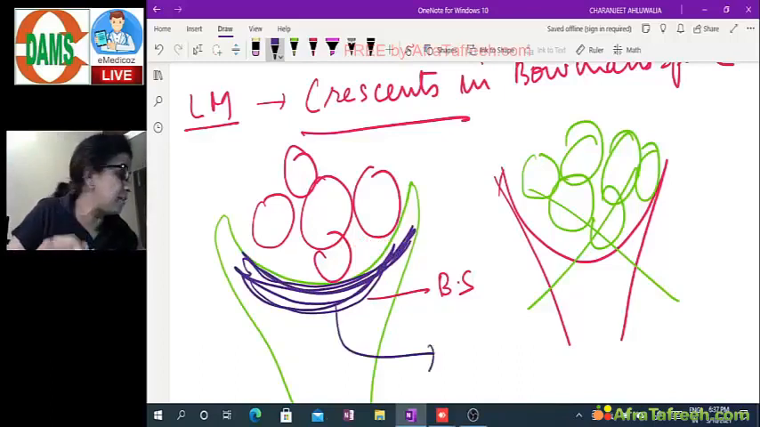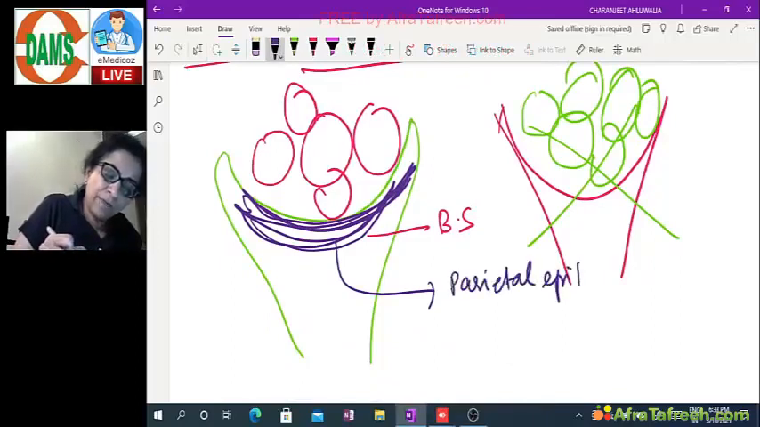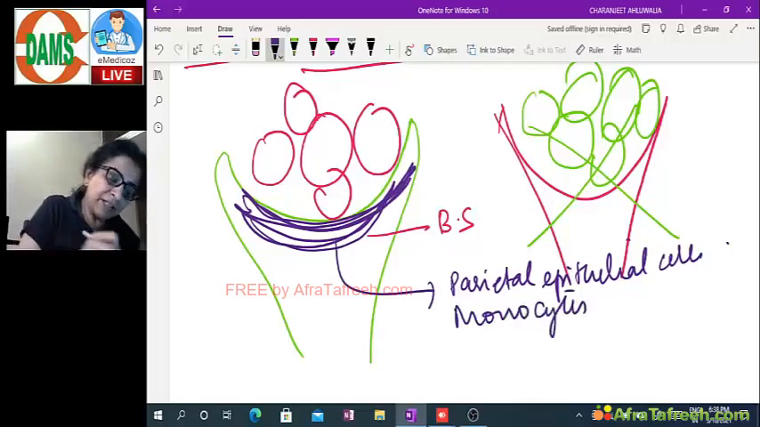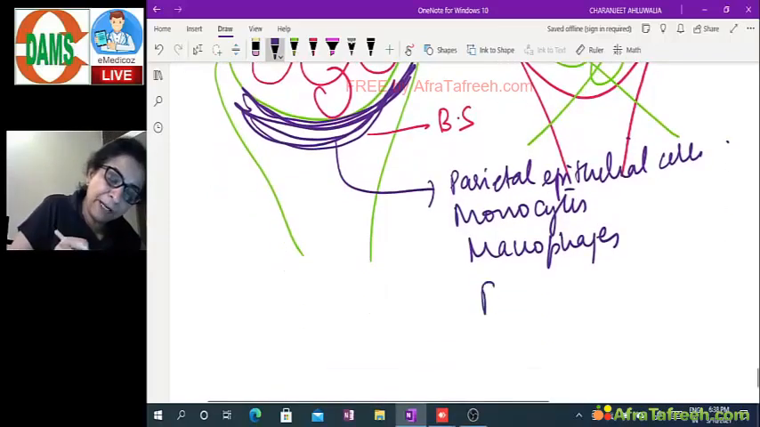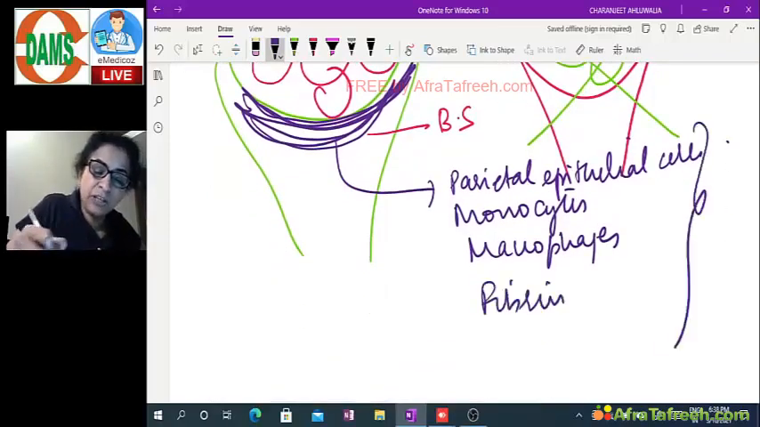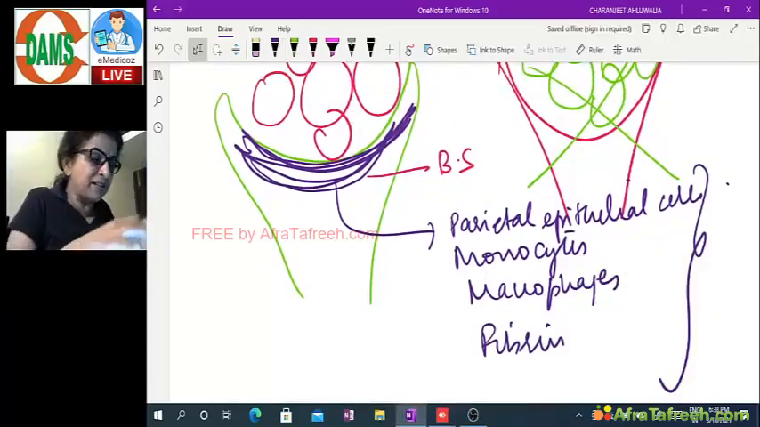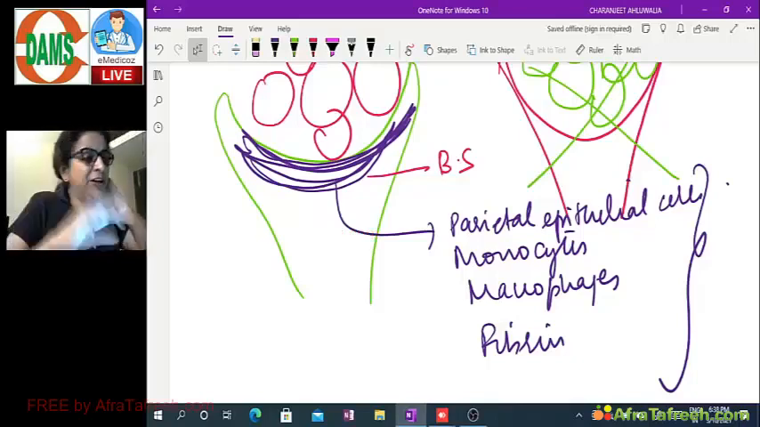Now what is this crescent composed of? This crescent is composed of parietal epithelial cells. So crescents are formed due to proliferation of parietal epithelial cells. Monocytes come and sit in the crescent, macrophages come and sit, and fibrin also deposits in the crescent. So these 4 components form this crescent, and the filtration carried out by the glomerular capillary tuft is markedly compromised and there is rapid deterioration of renal function.